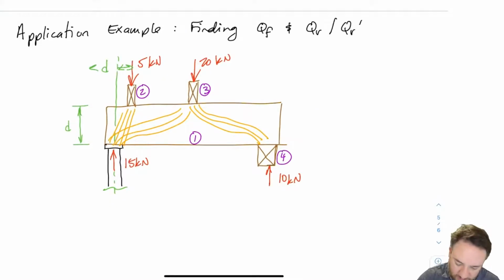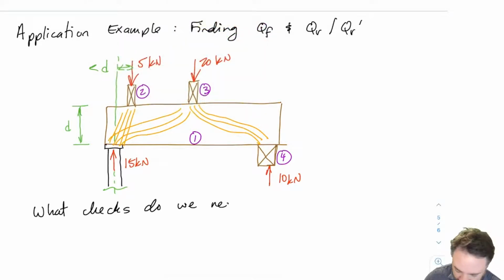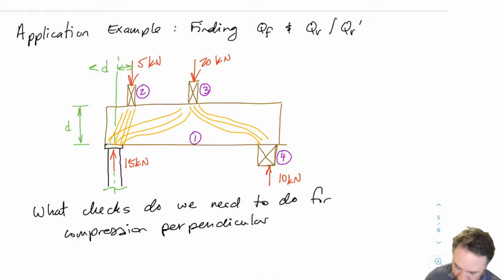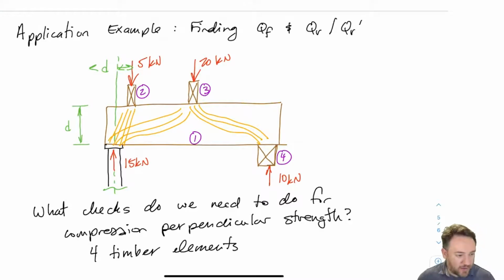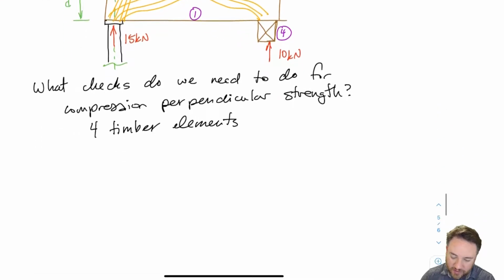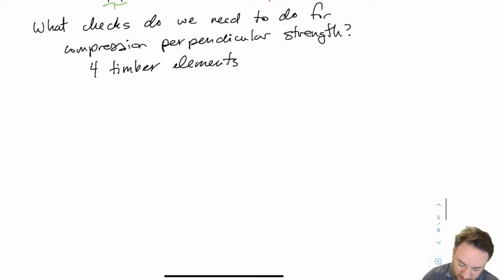Okay, so what checks do we need to do? So what checks do we have to do for compression perpendicular strength in this example? And we have 4 different timber elements, and I've numbered them 1, 2, 3, and 4. And so what I'm going to do is I'm just going to list for each timber element, what checks do we have to do? Okay, so for 1, which is the beam. This is the big beam that goes horizontally across all.